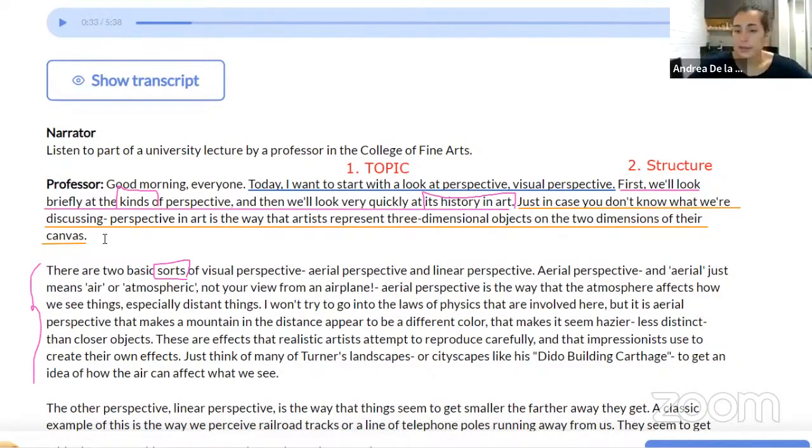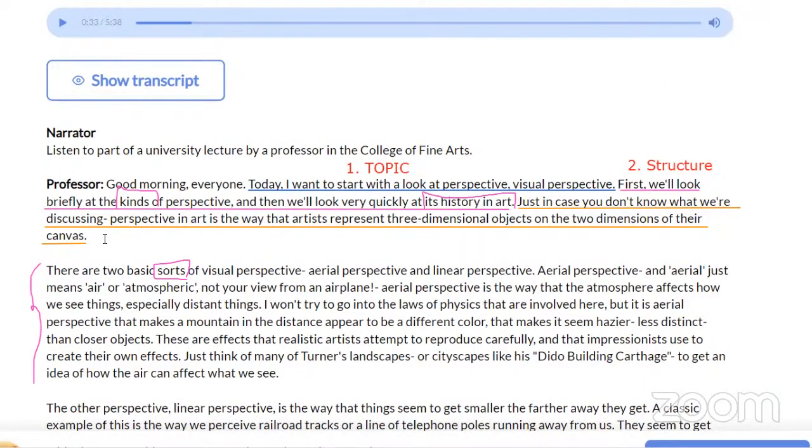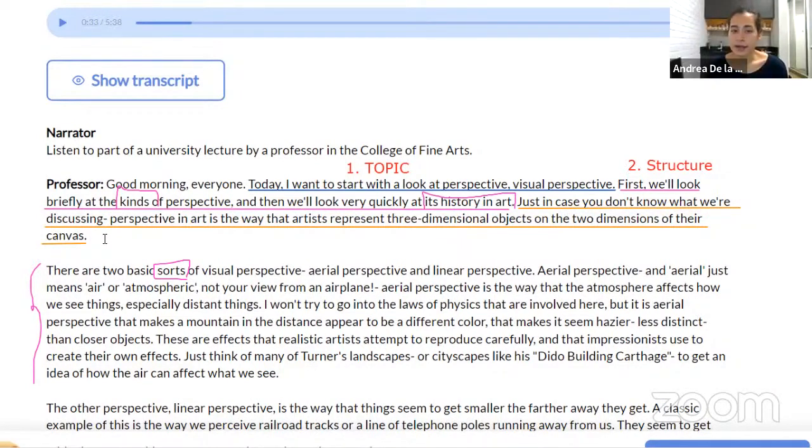We're looking at the second part of the TOEFL listening, which is lectures. And we're taking a look at the structure of the lectures. Oh, I see. Okay. So what is this last thing that is underlined in orange?